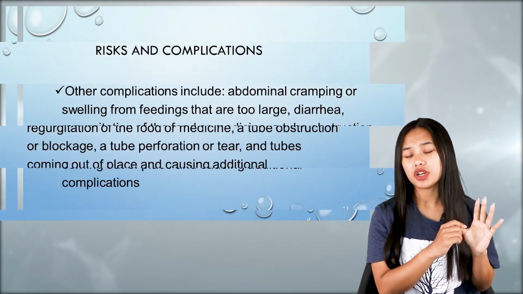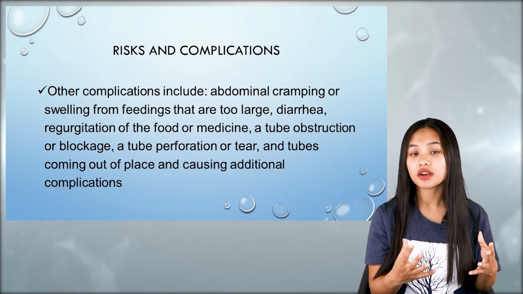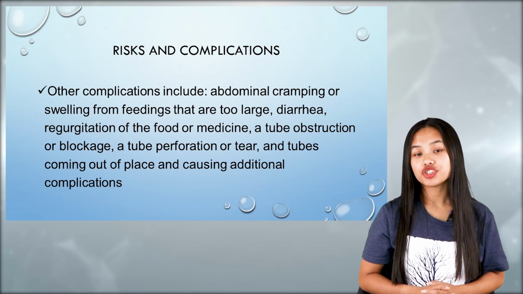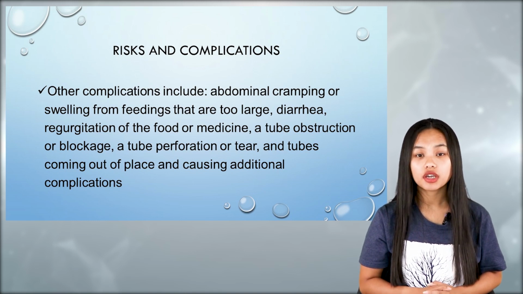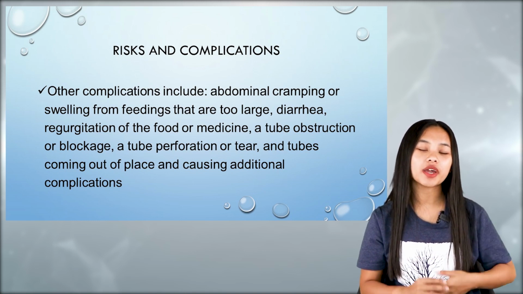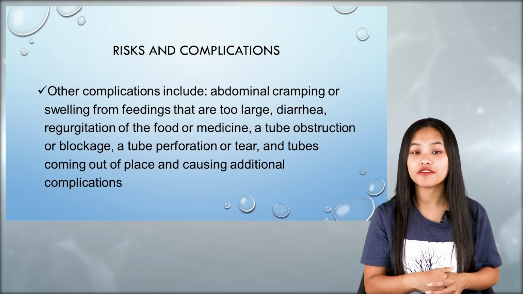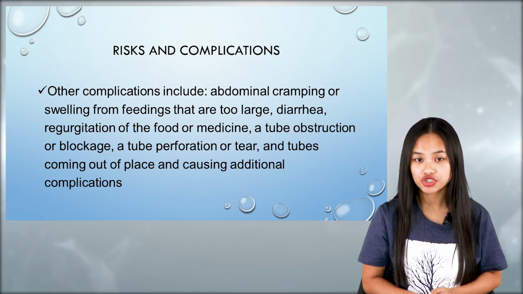It can also lead to other complications such as abdominal cramping, diarrhea, regurgitation of food or medication, tube blockage, and sometimes this tube can also come out of place, which can further lead to other complications. So here, whenever you are inserting this nasogastric tube, you must make sure that you do it properly, because here it can also lead to certain risks and complications.